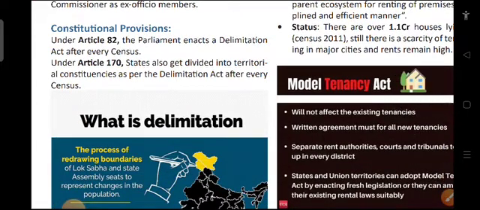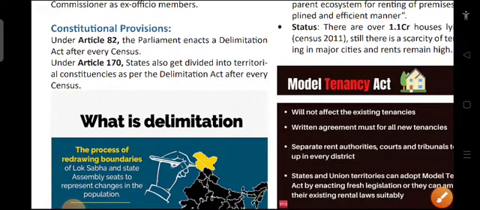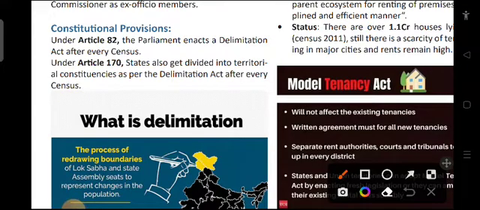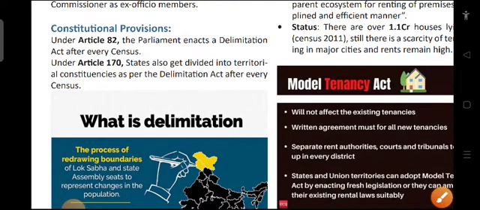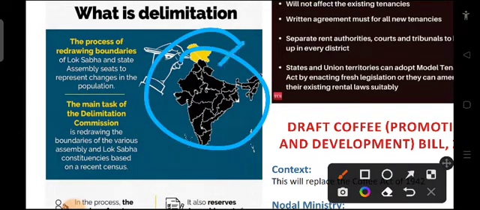Now, what are the constitutional provisions? Under Article 82, the Parliament enacts a Delimitation Act after every census. Under Article 170, the state also gets divided into territorial constituencies as per the Delimitation Act after every census. So, after every census, after every decade, the state undergoes delimitation as per Article 170, and Parliament constitutes the Delimitation Commission as per Article 82. So this is basically the delimitation. This is how they divide it, the process of redrawing the boundaries.